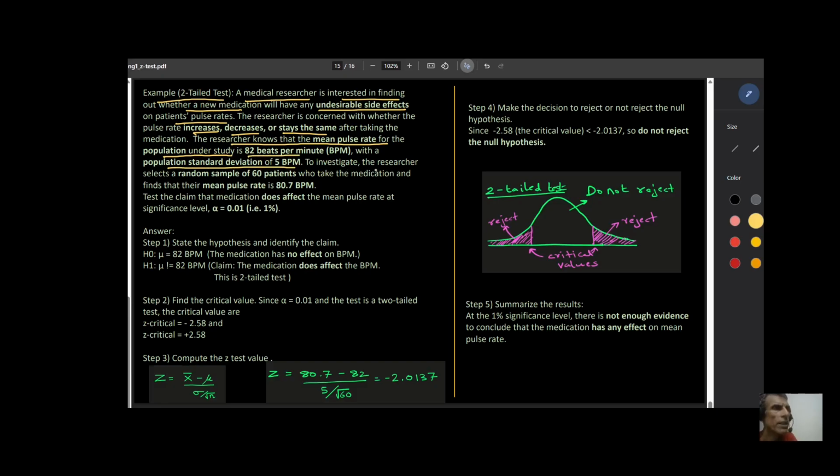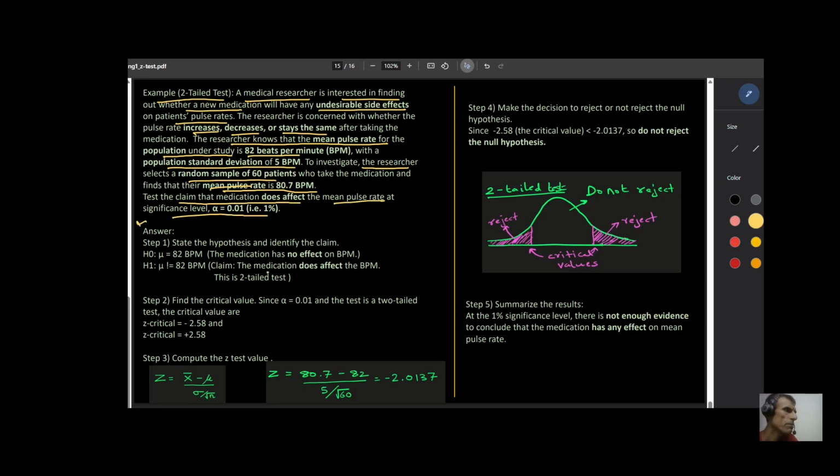To investigate, the researcher selects a random sample of 60 patients who take the medication, and finds that their mean pulse rate is 80.7 bpm. Test the claim that the medication does affect the mean pulse rate at a significance level of alpha equal to 0.01, in other words, at 1%.